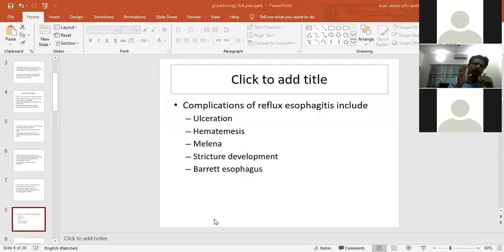And the most dreaded complication of reflux esophagitis is Barrett's esophagus. We'll see in the subsequent slides what Barrett's esophagus is. But Barrett's esophagus is very important because it is a precursor lesion. It is metaplasia of the esophageal epithelium to intestinal type, and it predisposes you to develop adenocarcinoma of the esophagus.